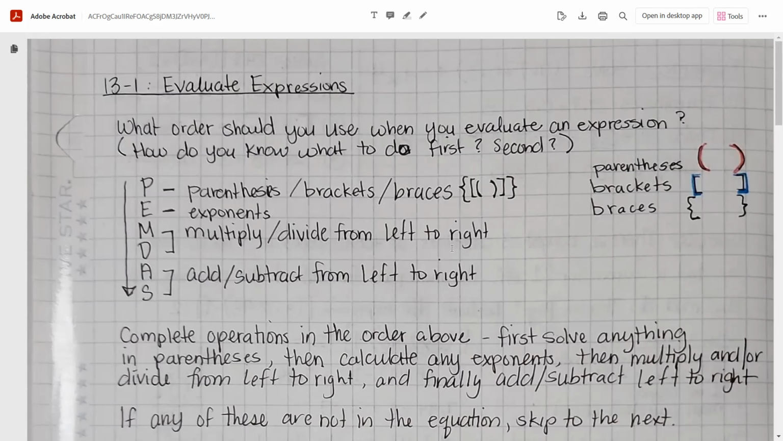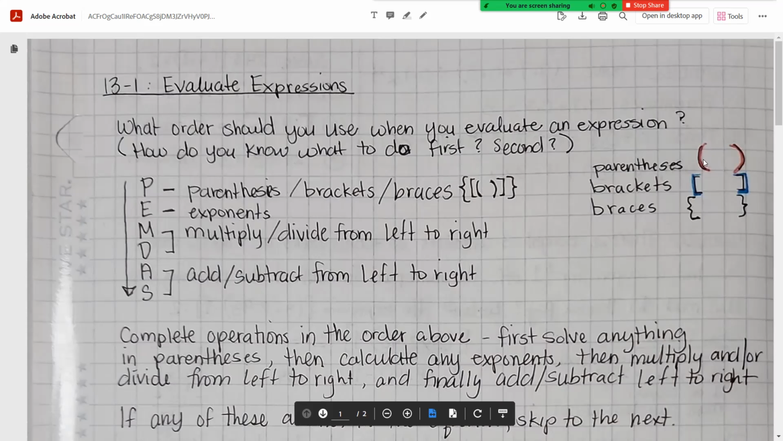P is for parentheses, so parentheses, brackets, and braces. E is for exponents, but we're not working with those in this lesson. Then we multiply or divide based on what shows up first from left to right in our equation. And finally, we add or subtract, again, based on what shows up first, moving from left to right in our equation. So parentheses are the rounded ones. The brackets are the squared off ones, and the braces look like this, where it kind of rounds out and then it comes to a point and then rounds back in.